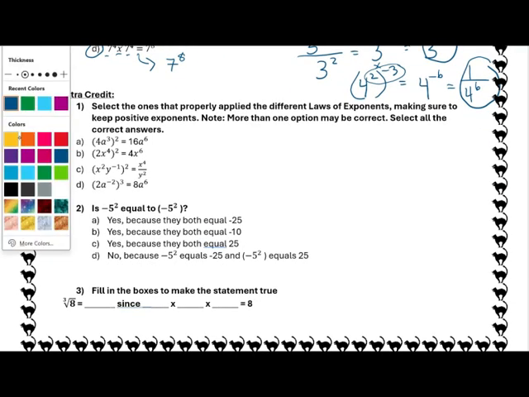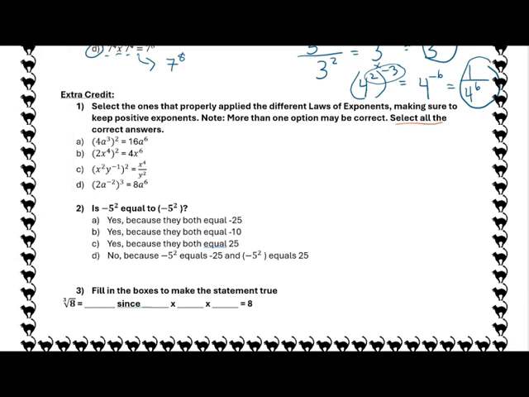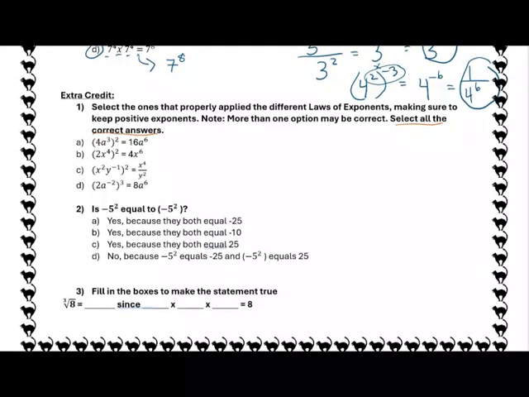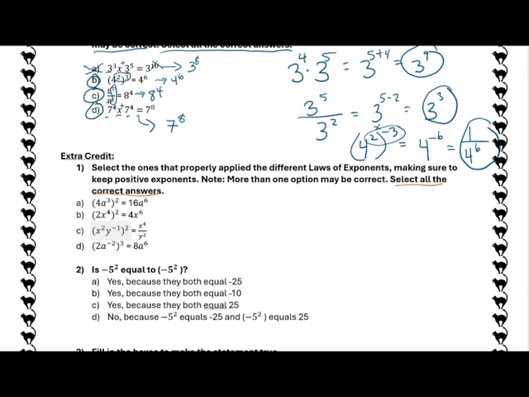Okay, so I had to do more about the rules for number 1. It says select the ones that properly applied the different laws of exponents, making sure to keep positive exponents. Note, more than one option may be correct. Select all the correct answers. So it's very similar to number 10, right? It's just different numbers basically.